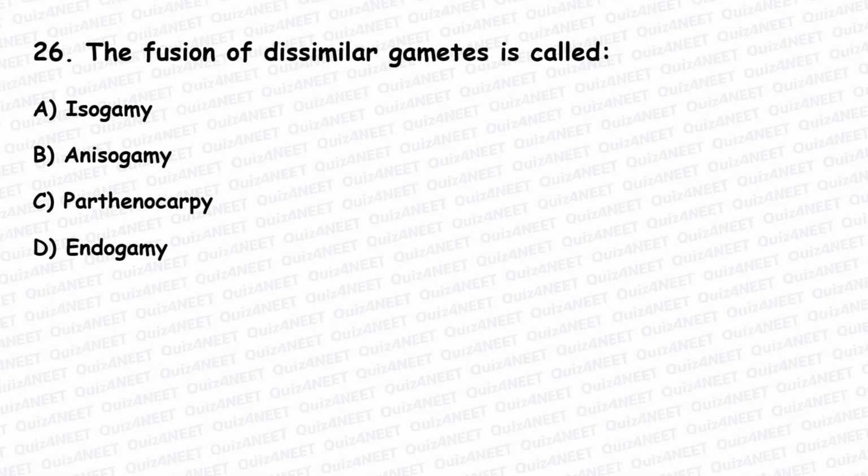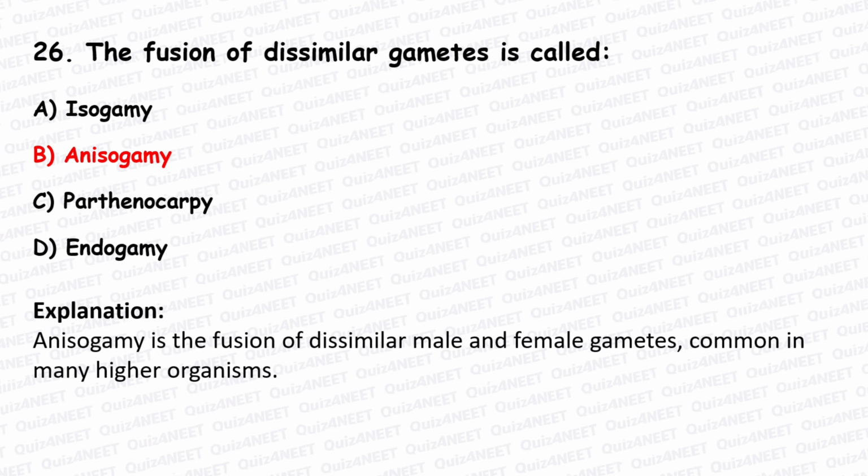26. The fusion of dissimilar gametes is called A. Isogamy, B. Anisogamy, C. Parthenocarpy, D. Endogamy. The right answer is B. Anisogamy. Explanation: Anisogamy is the fusion of dissimilar gametes, a common mode of sexual reproduction.